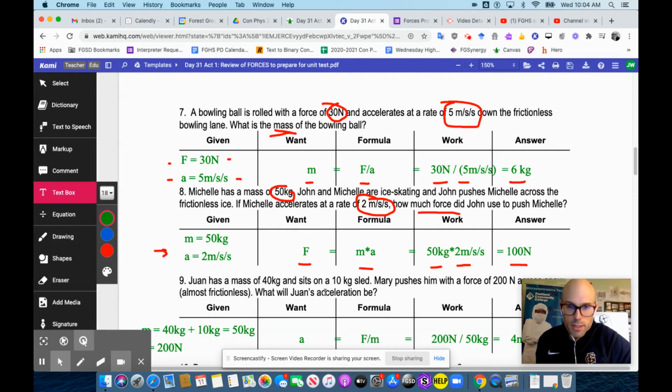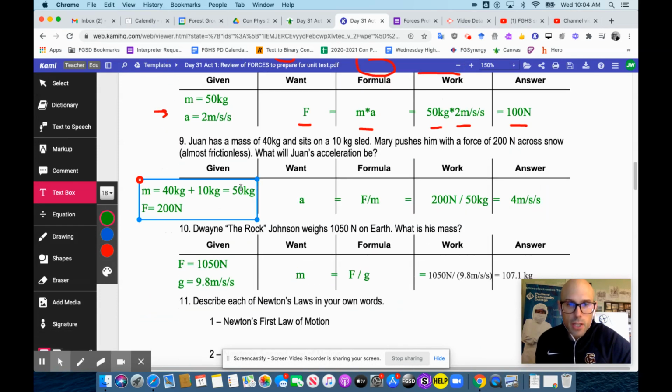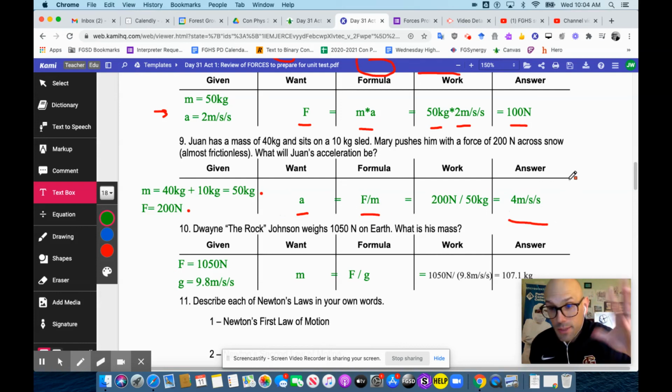Let me scroll down here a little bit. Okay, we also have one where we want to find acceleration. So we're given a mass. We had to add those two mass numbers together. We're given a force. We divide those two, the force by the mass, to find acceleration. Answer was 4 meters per second. This was in your review, okay? So this is how to do it. You can go back and pause this video, look and see how things are done, kind of pick things apart if you need to.